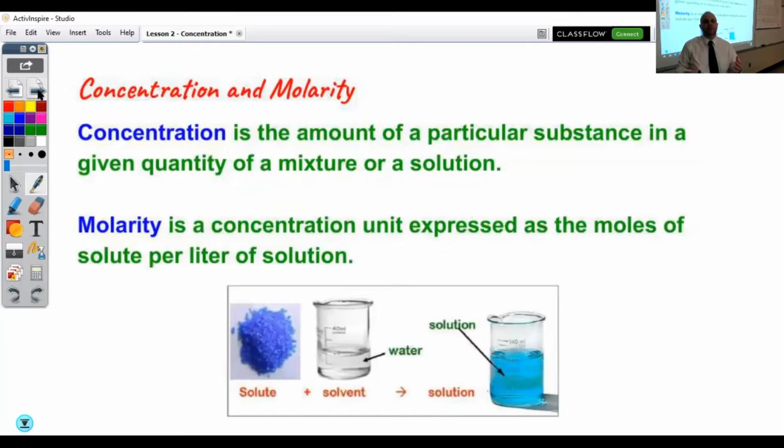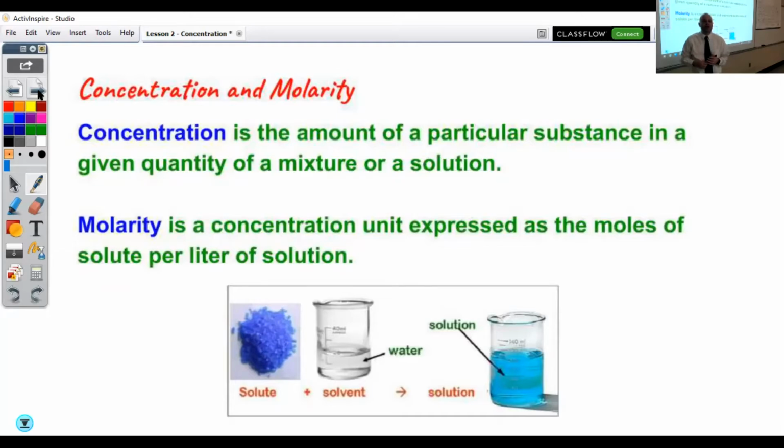So lesson 2, as it says in the title, deals with concentration and molarity. As you can see on the board behind me, it says concentration is the amount of a particular substance in a given quantity of a mixture or solution. So the first time I learned the word concentrate was reading cans of frozen orange juice when I was a kid. Now, concentration can have multiple units.